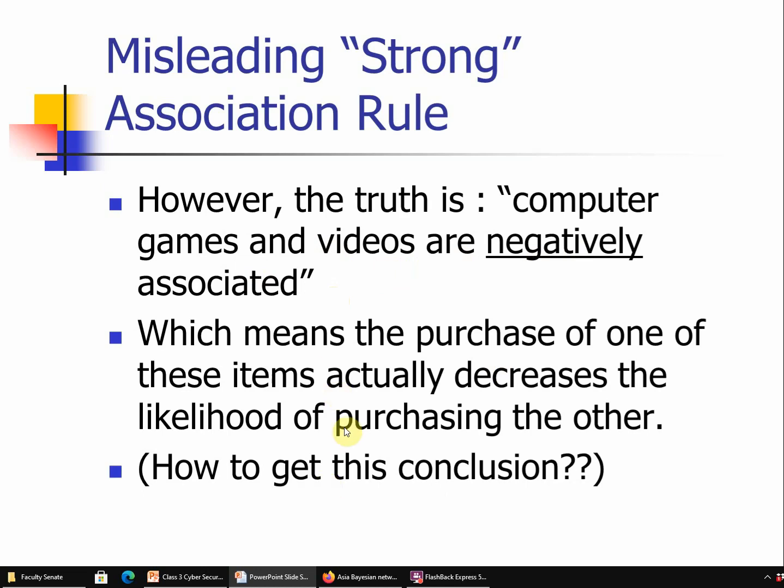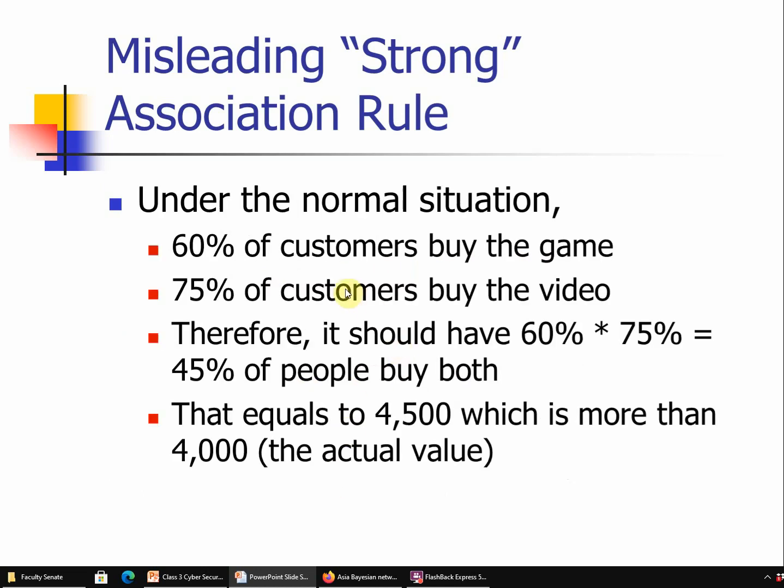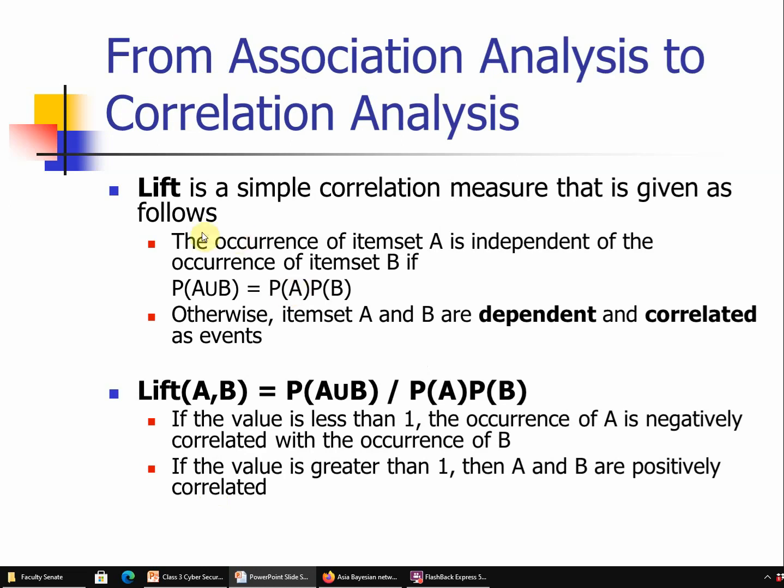Why is that? How do we know that? We know that because by nature, if we have 60% multiplied by 75%, which is 45%, will buy both already. While we compare 45% with the actual situation, it's actually only 40%. That's how we can know they are actually negatively associated. Of course, this information will not be captured by the association rules because we only consider support and confidence in the association rules. And that's why we also introduce another concept called lift.